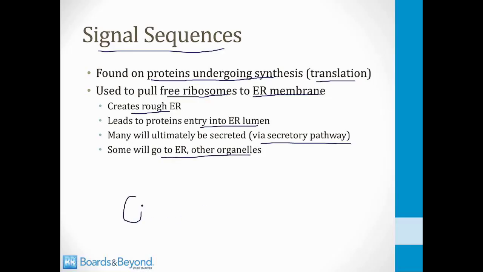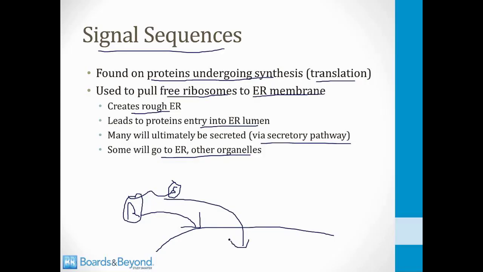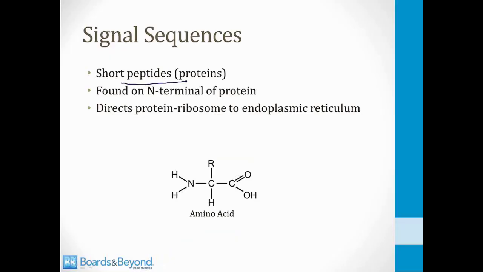So in other words, when you have a free ribosome out in the cytosol and it begins to produce a protein, if that protein has a little signal sequence on it, then the entire ribosome will be pulled onto the membrane of the endoplasmic reticulum, and this will direct the protein inside the lumen of the endoplasmic reticulum. These signal sequences are short peptides or proteins. They're found on the N-terminal portion of a protein.